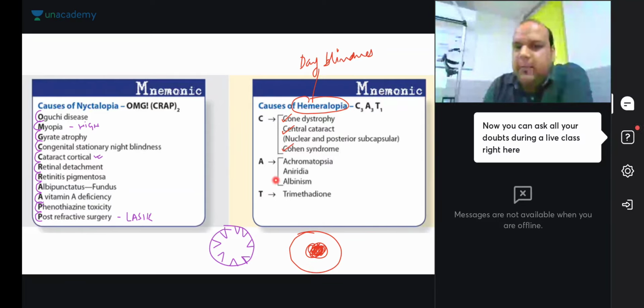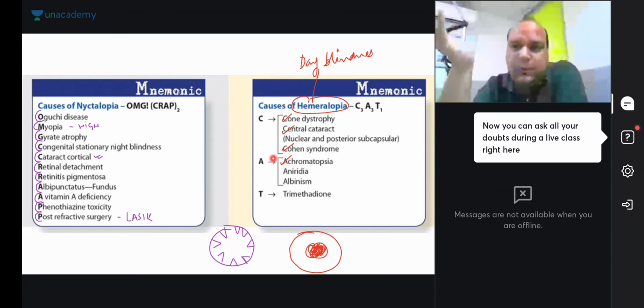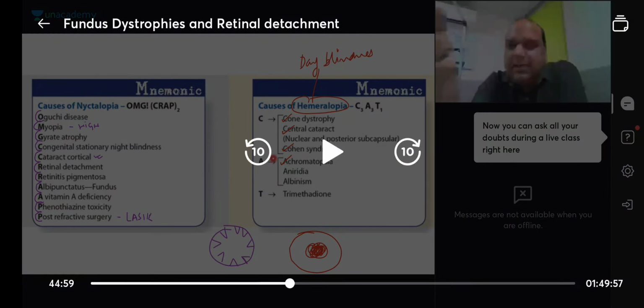Then Cohen syndrome. Then A for achromatopsia. Achromatopsia, we have covered in neuro-ophthalmology. Achromatopsia means no color vision. The definition itself is no color.